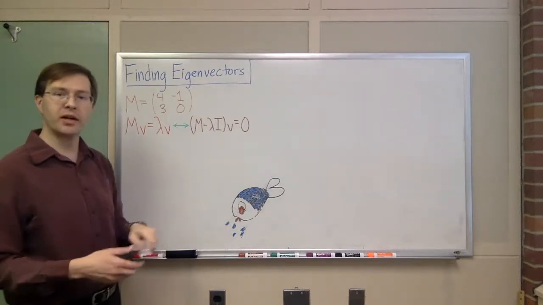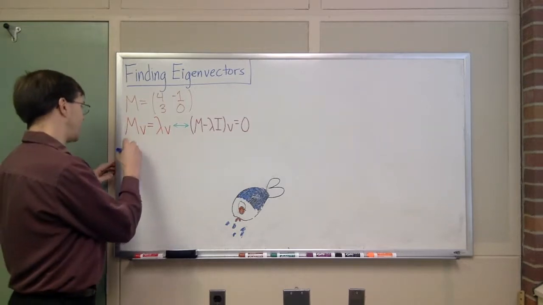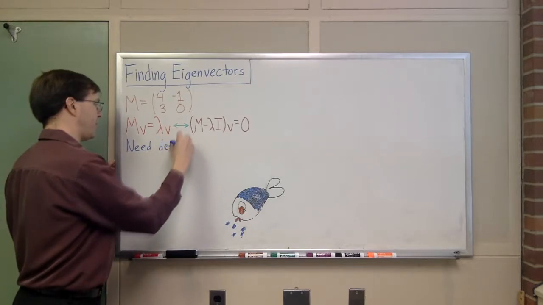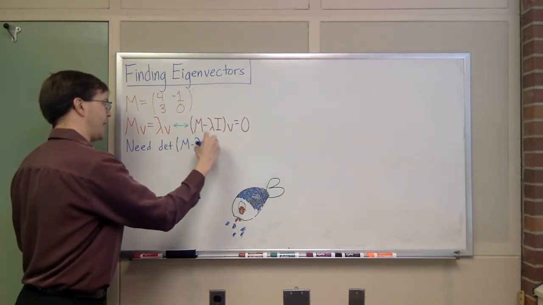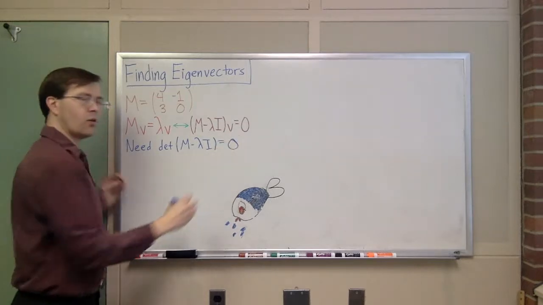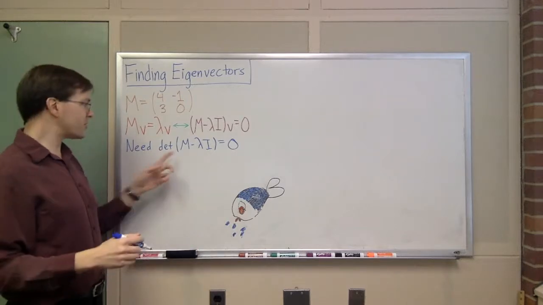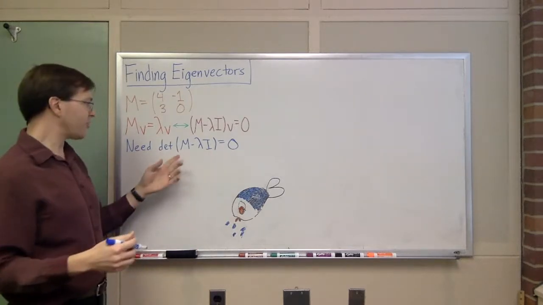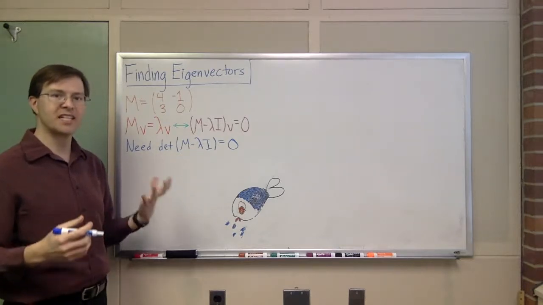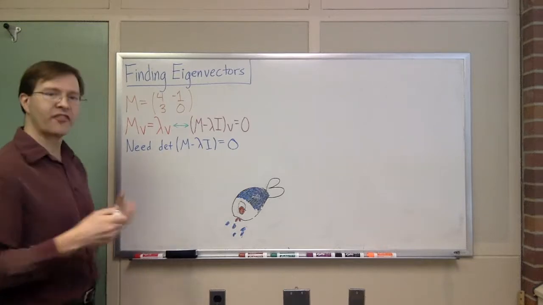So that's my criterion for finding eigenvectors. I need the determinant of M minus lambda I to equal 0. I need that 0, or else I'll be able to just prove that v equals 0. So this is my defining criterion for having an eigenvector: M minus lambda I has to be a singular matrix, that has to have 0 determinant. Let's see what that looks like for our case.